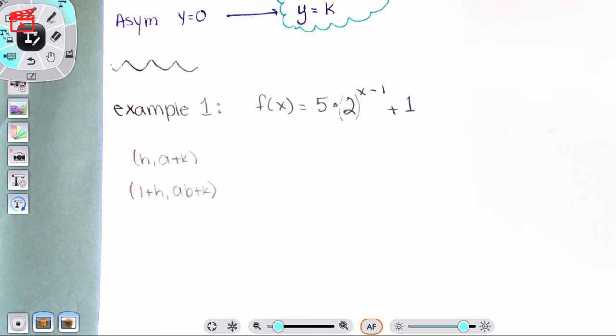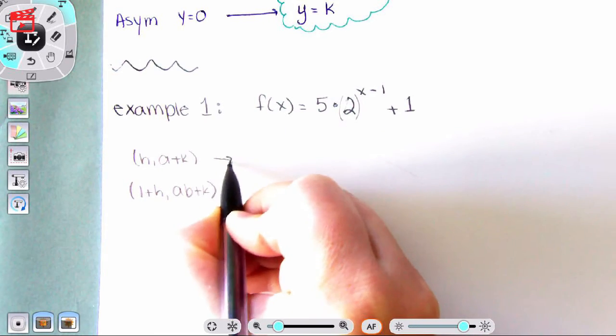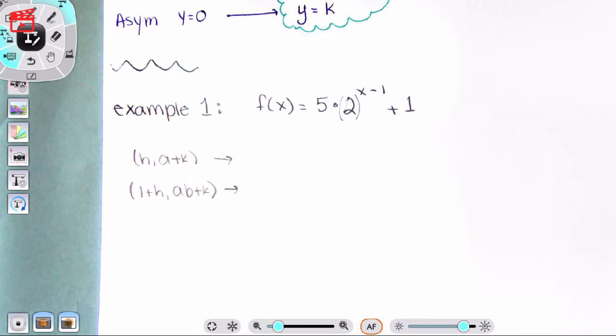So the way I think about it is roller coasters. A growth function looks like a roller coaster going up. A decay function looks like a roller coaster going down. So we know it's going to be a growth function. Let's do some identifying.